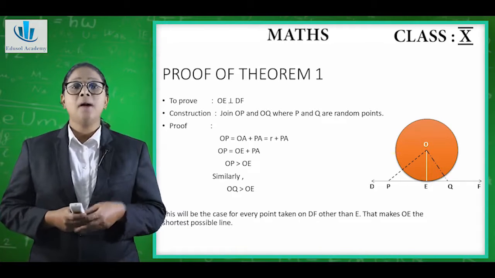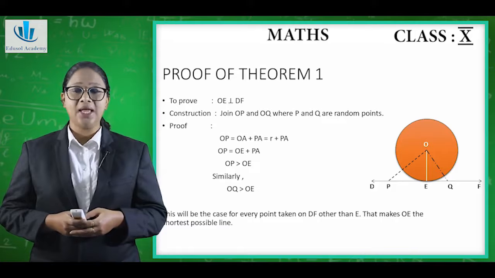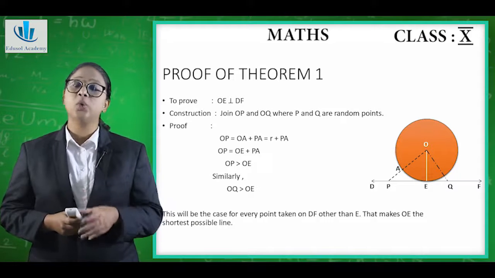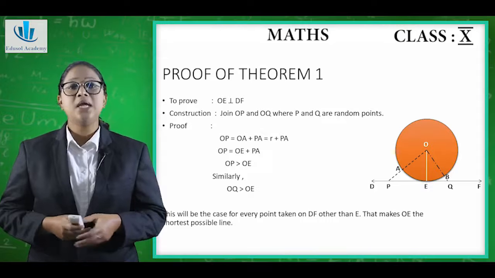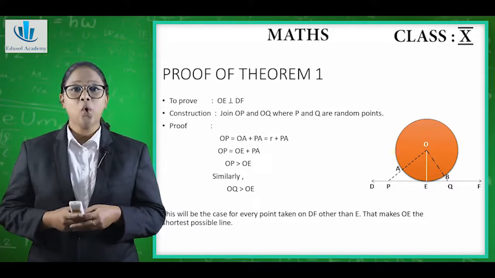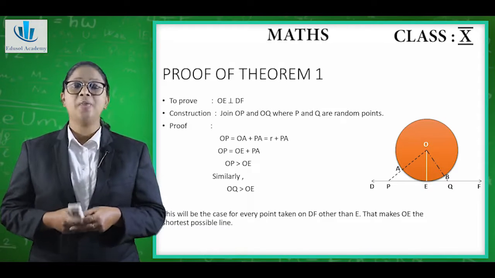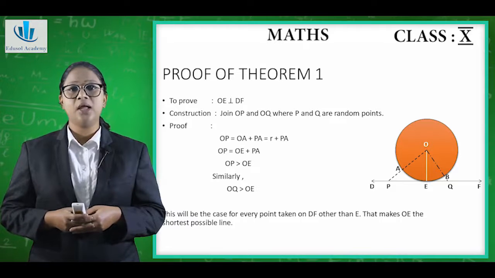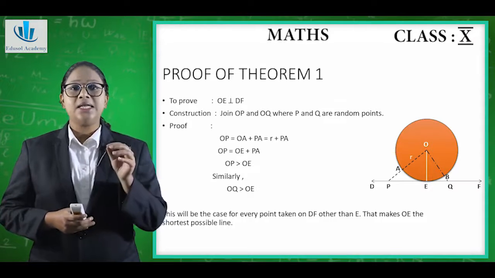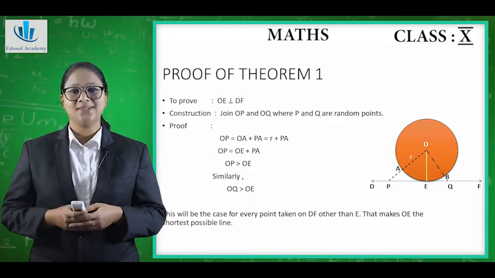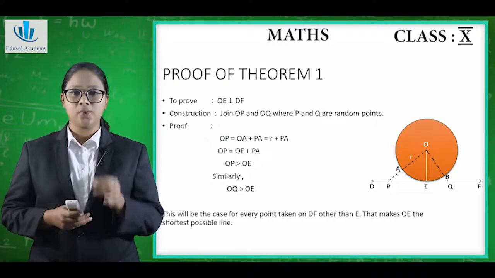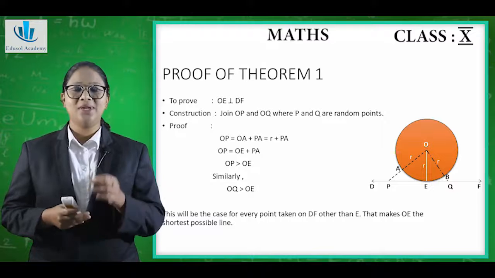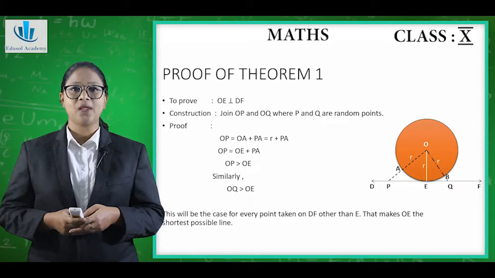Now also mark the point where OP touches the circle as A and the point where OQ touches the circle as B. Now you can notice that OA, OE and OB are all radii of the same circle. So we can mark those as small letter r, or radius. So OA is equal to r, so is OE and so is OB. Now let's begin with the proof.